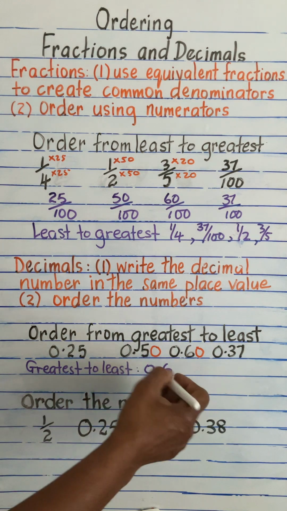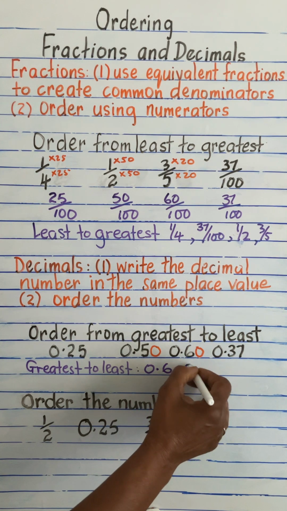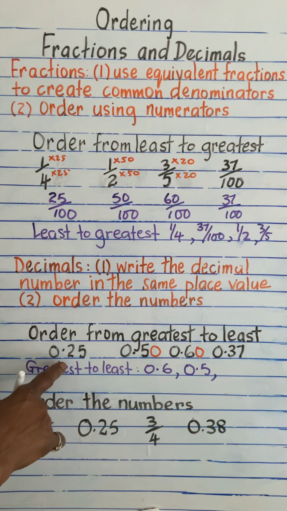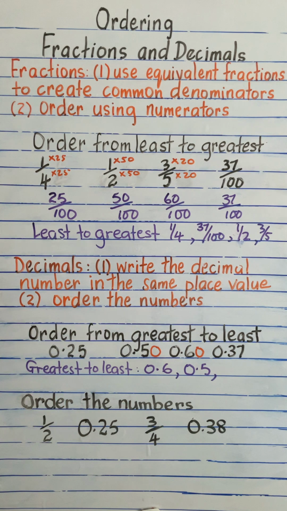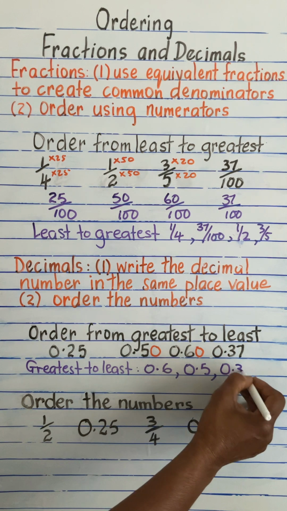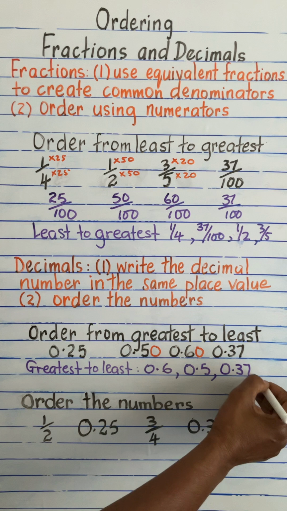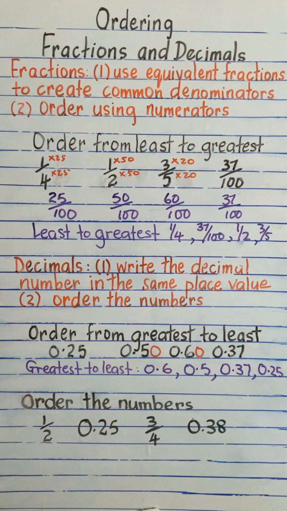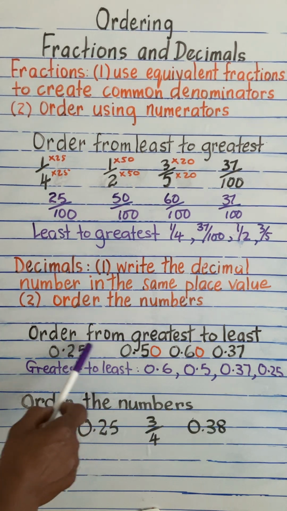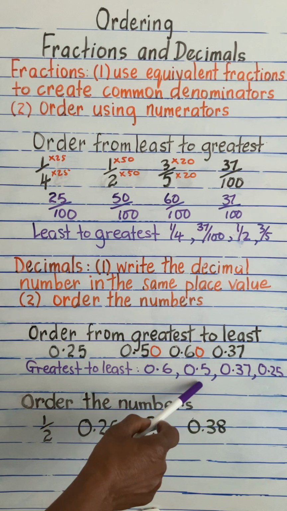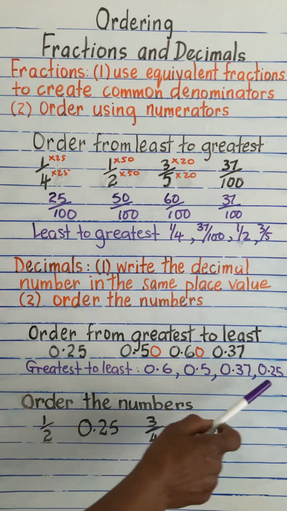Next, 0.5. Next, 0.37. And 0.25. So there we have it from greatest: 60 out of 100, then 50, then 37, and then 25.